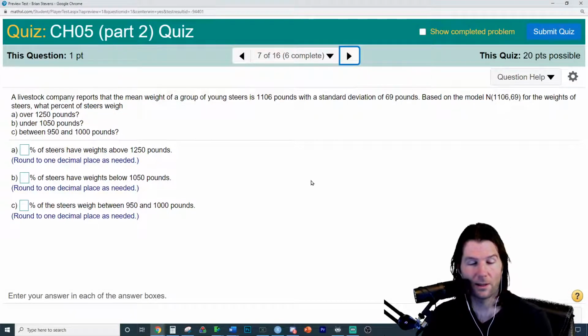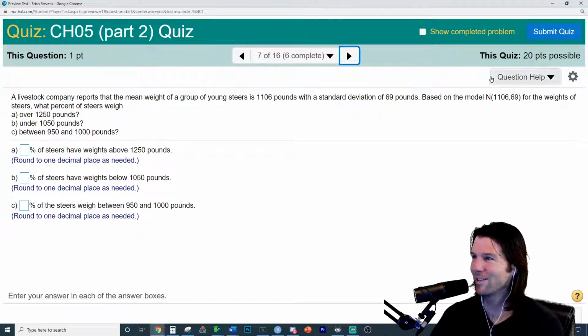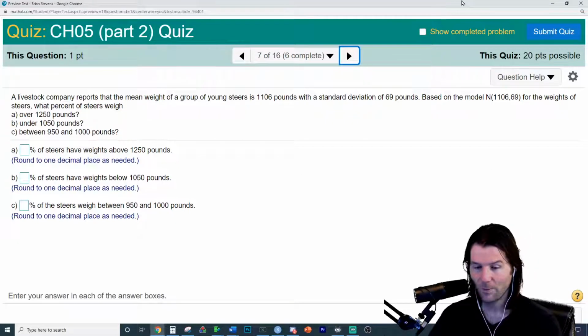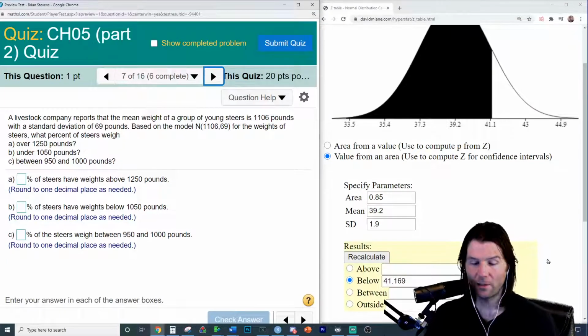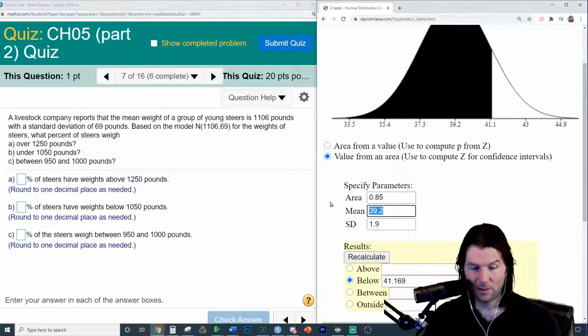And here we are. Like, are there some you don't like? Yeah, there's a few I don't like. Here's the mean and standard deviation. Well, you know what we're going to do? We're going to write back to our friend, Mr. David M. Lane, and put in the mean and the standard deviation.